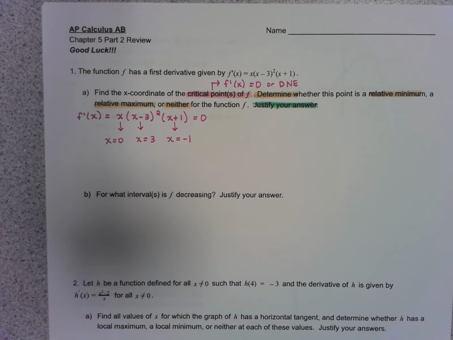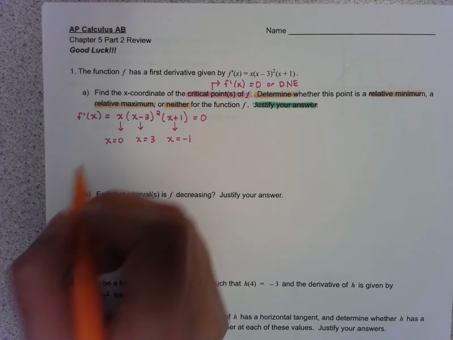Now, in order to determine whether we have a relative minimum, a maximum, or neither, it is important to make a sign chart. Now, a sign chart does not count as justifying your answer. That's a separate part of the question. This is just how we're going to determine the correct vocabulary word to apply to each of these critical points.